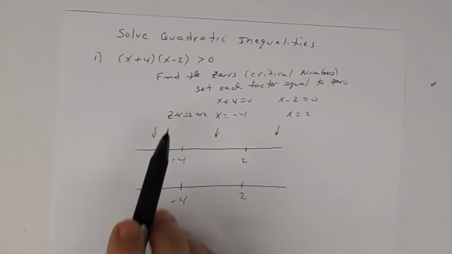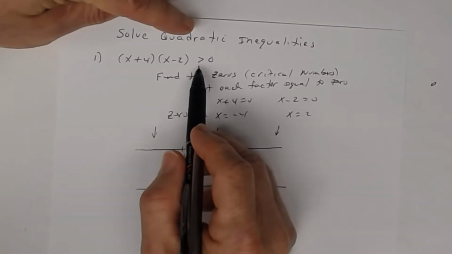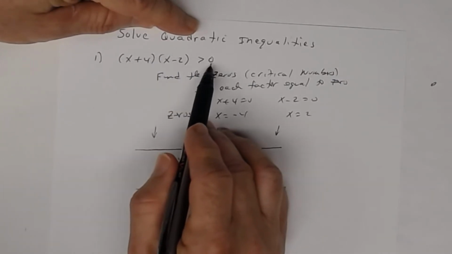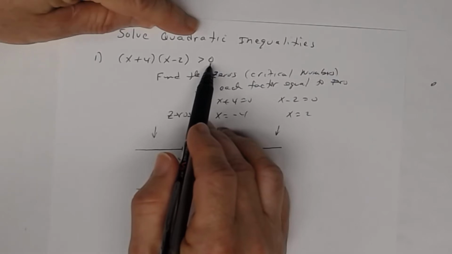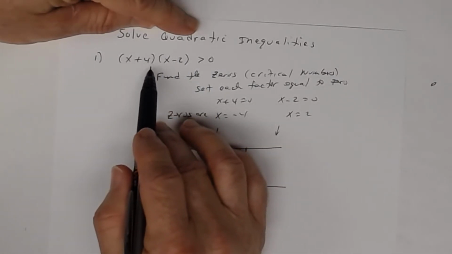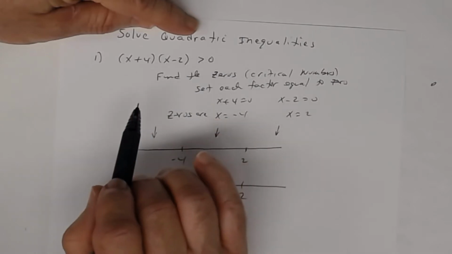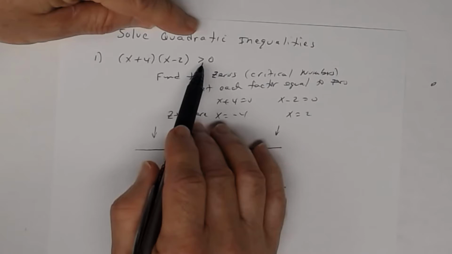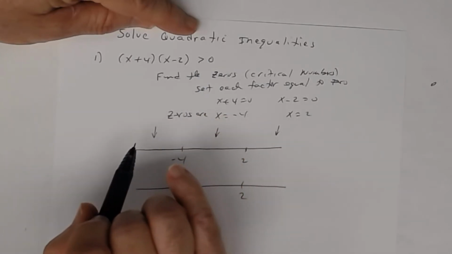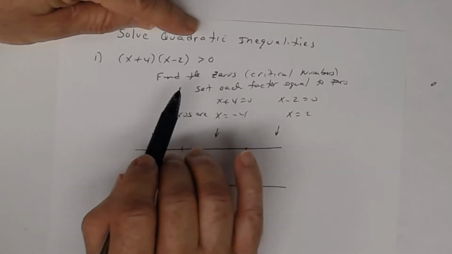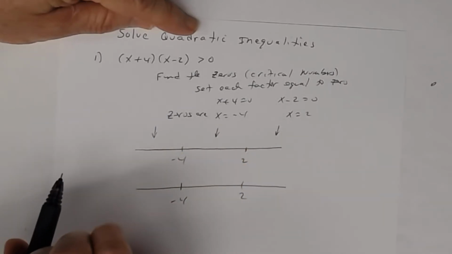Before we go any further, I want you to remember this. If I say that this product is greater than 0, that means it is positive. Any number greater than 0 is positive. If this is less than 0, then that would mean this product is negative. Any number less than 0 is negative. Keep that in mind, that's also important to see.